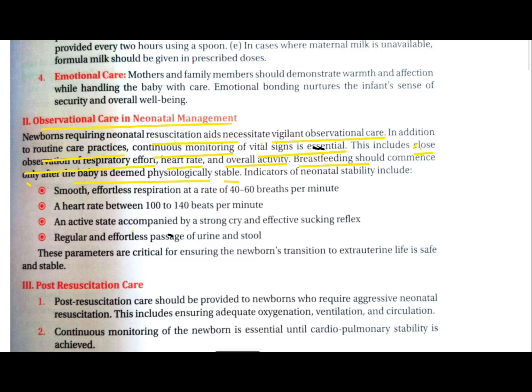What do we see here? Smooth, effortless respiration at a rate of 40 to 60 per minute, a heart rate between 100 to 140 per minute, and an active state accompanied by a strong cry or effective sucking reflex. These are the things we have to see. Regular passage of urine and stool, etc., we also have to see clinically, right?